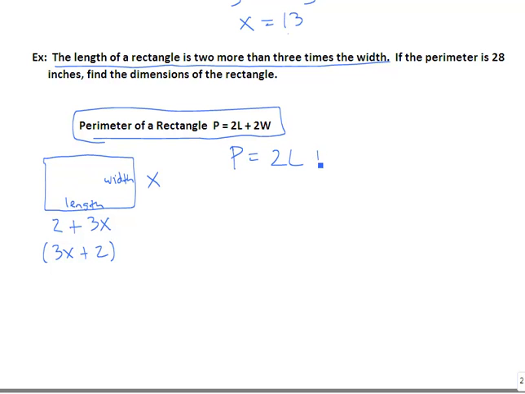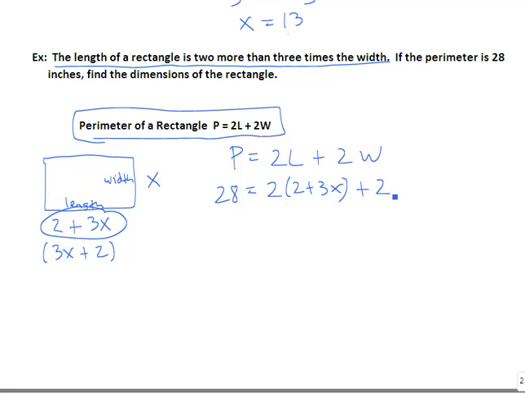So I'm going to use our perimeter formula for a rectangle, which says that perimeter is 2 times the length plus 2 times the width. And I'm going to substitute in what all these things are. The perimeter, they tell me, is 28. Then I want 2 times the length, and my length is this quantity 2 plus 3x. Notice I'm wrapping it in parentheses because I want 2 times that entire quantity.